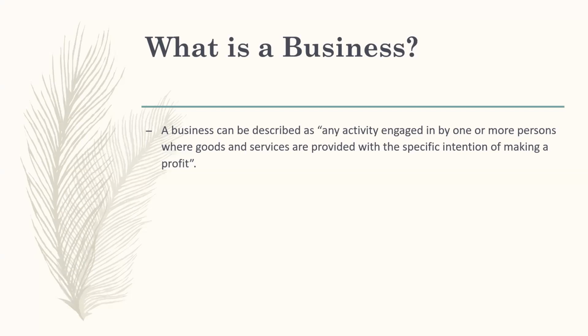A business can be described as any activity engaged in by one or more persons where goods and services are provided with the specific intention of making a profit. Now, nobody wants to get into a business to make a loss. So the aim or the objective of all businesses is to make a profit. So you can just look at that definition and we are moving on.